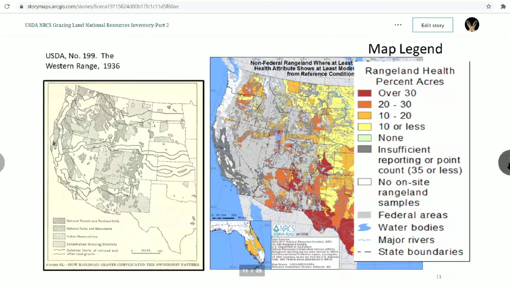The map on the left shows the GLO railroad land transfers that occurred back in the 1870s. The NRI study map on the right shows these features of ownership along the railroad right-of-way through the states of Utah and Nevada. The federal lands have a light gray color. Dark gray means insufficient data.